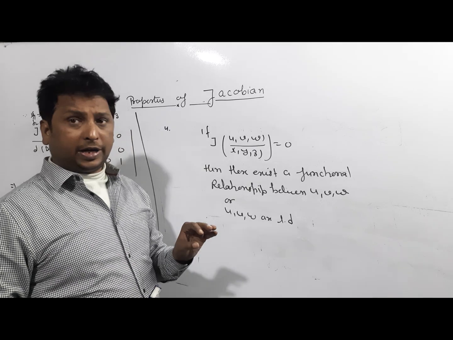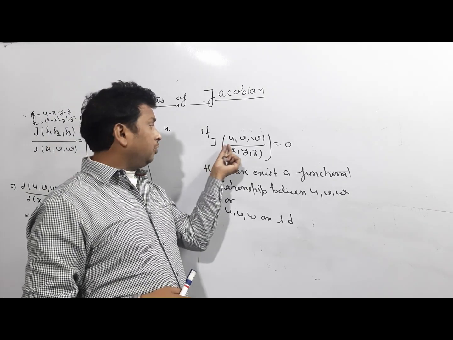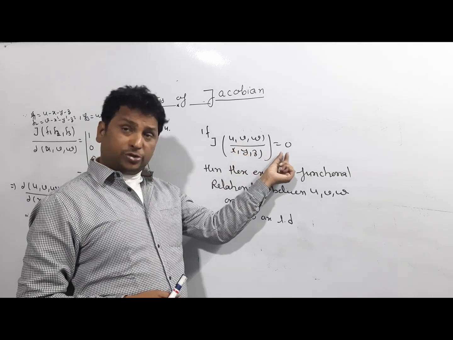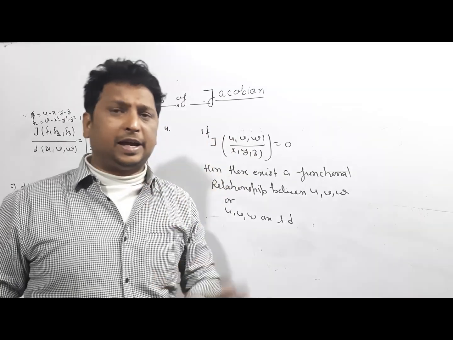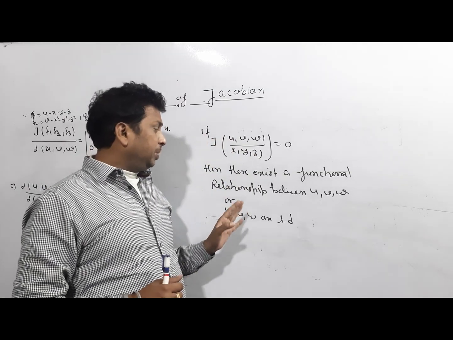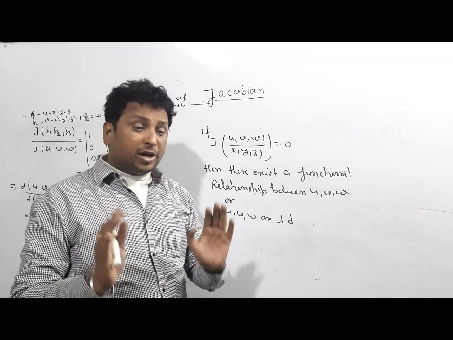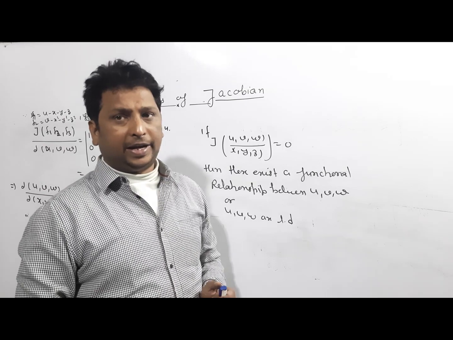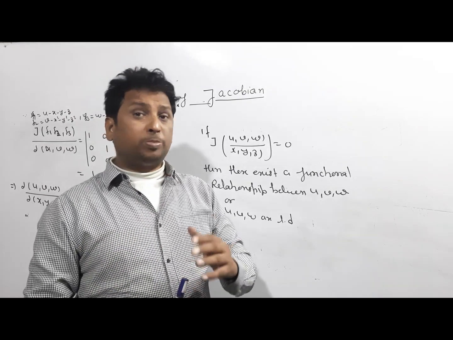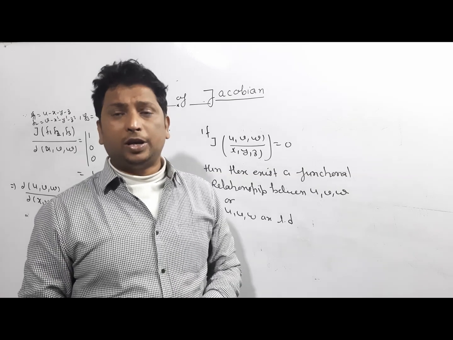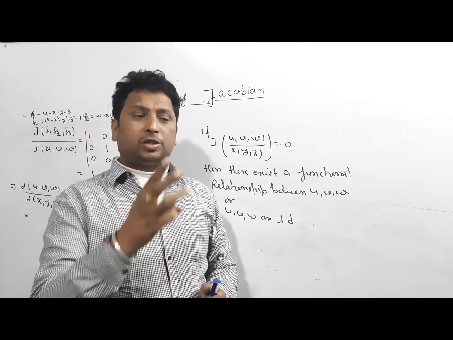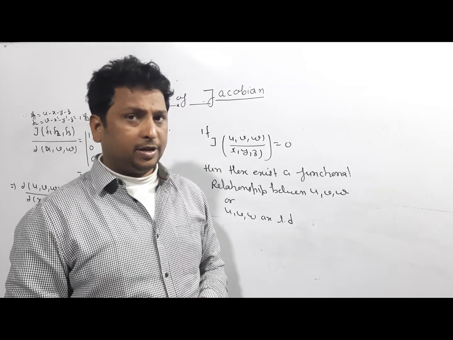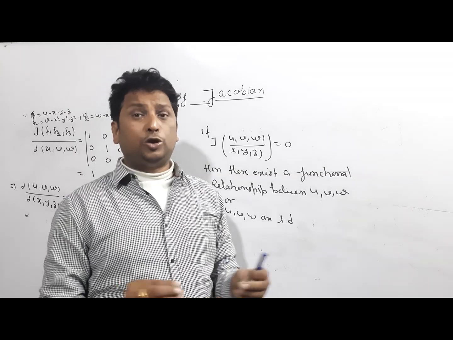Now I am going to tell you about the last property. The last property is very important, because if the Jacobian of u, v, w with respect to x, y, z becomes 0, it means there exists a relation between u, v and w. What is the meaning of there exists a relation? It means we can eliminate x, y, z from the equations and find a relation between u, v, w only.